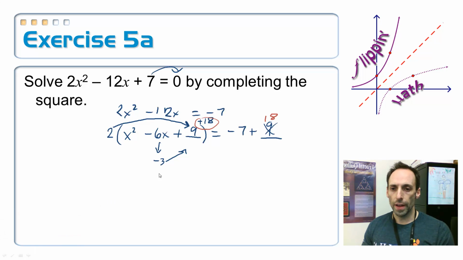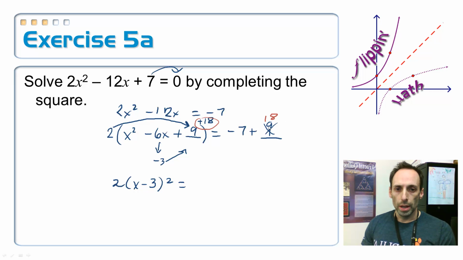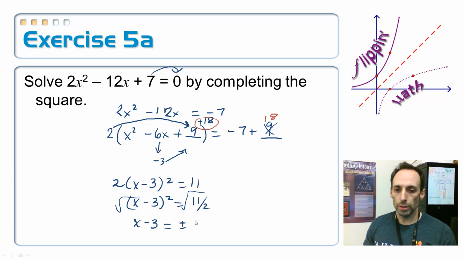Now let's finish this off as usual. 2x minus 3 from that middle term squared is equal to, adding these things up, I get 11. Okay. Divide both sides by 2. X minus 3 squared equals 11 halves. Take the square root of both sides. X minus 3 is equal to plus or minus.